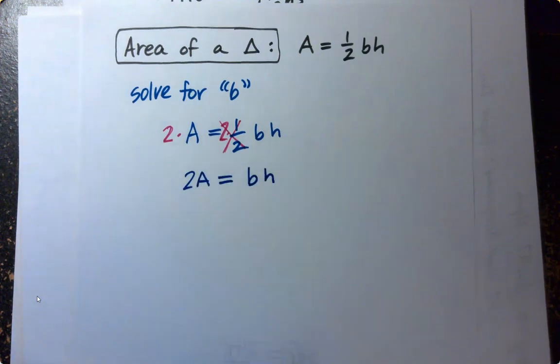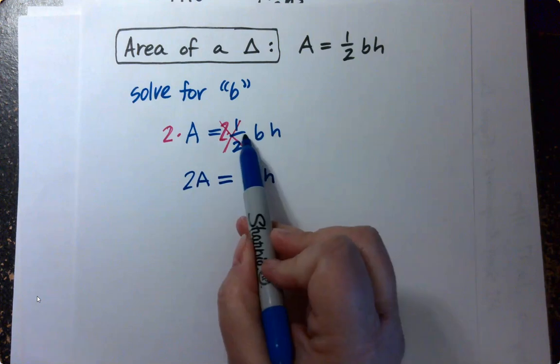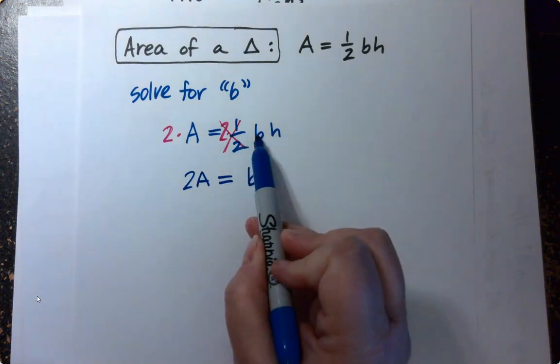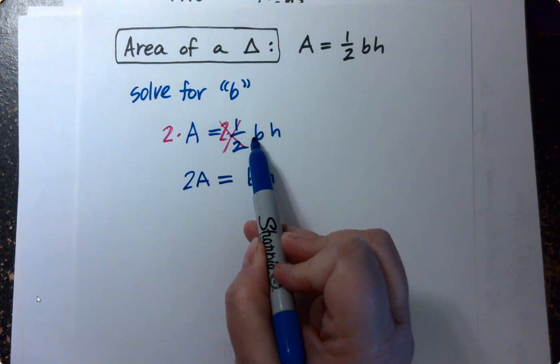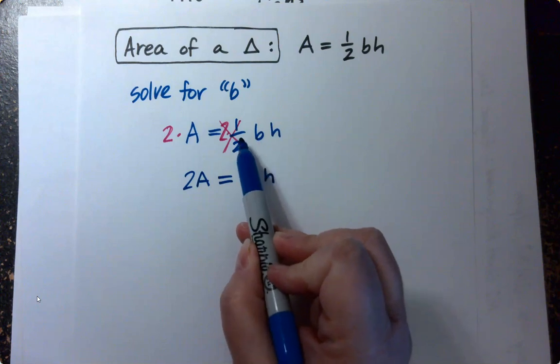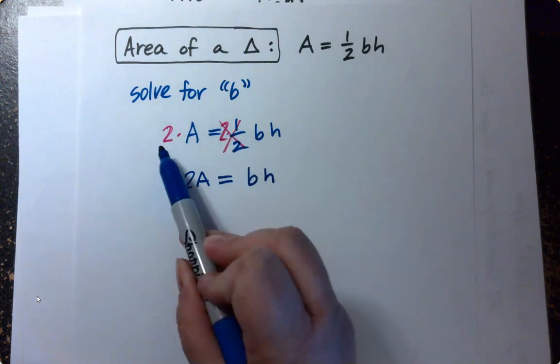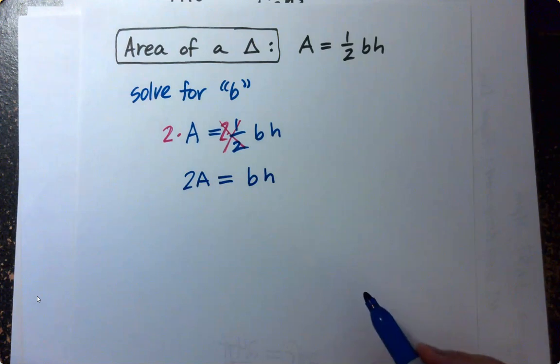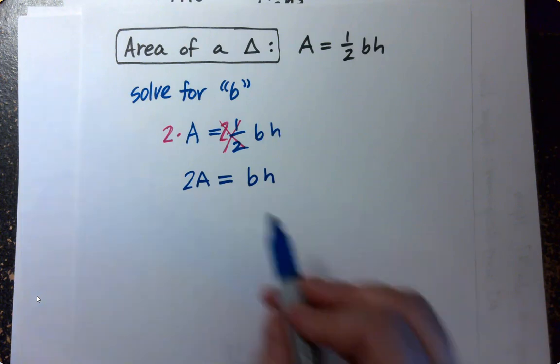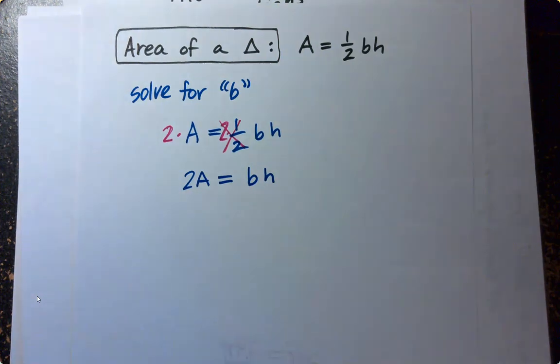The reason I knew I needed to do that was I needed to get rid of the 1/2 and it's multiplied times the B. Okay, so that means dividing by 1/2. Dividing by 1/2 is the same as multiplying by 2. Now I have another thing being multiplied by B, or B is being multiplied by something else. It's being multiplied by H. All right, so I need to get rid of the H. I have B times H. To get rid of that, I'm going to divide by H.